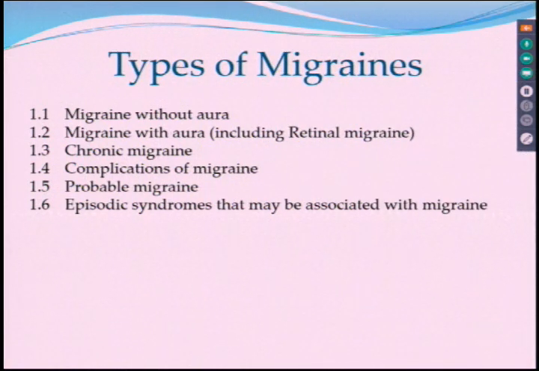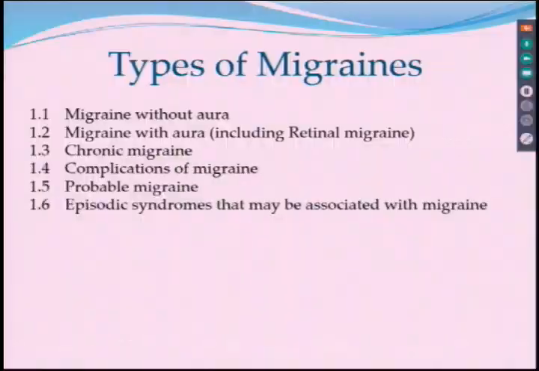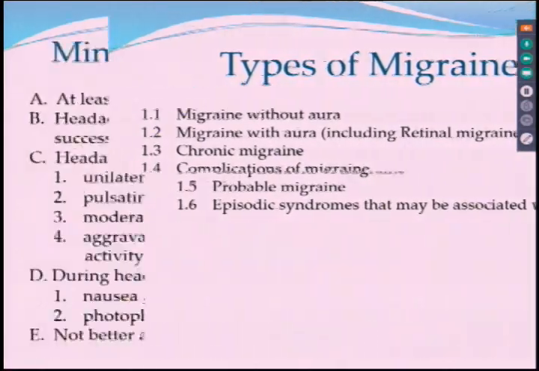So what are the types of migraines? You have migraine with aura, migraine without aura, chronic migraine defined as greater than 15 headaches per month, and complications of migraines, those would be like migraines with neurological symptoms. This is an interesting one, probable migraine. So you have all the features that fit with migraine, but it doesn't push you into saying it's a migraine. It's a probable migraine. That's where my comment says, everything's a migraine headache until proven otherwise. And then you can have episodic syndromes that may be associated with migraine.